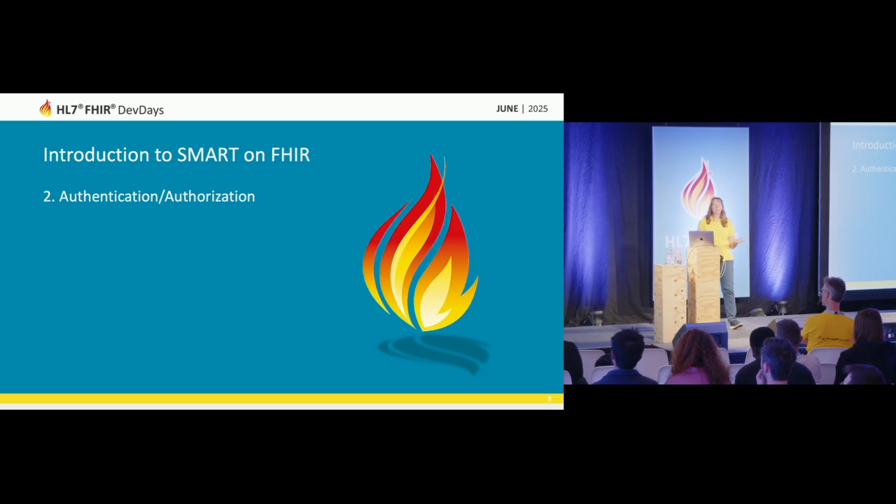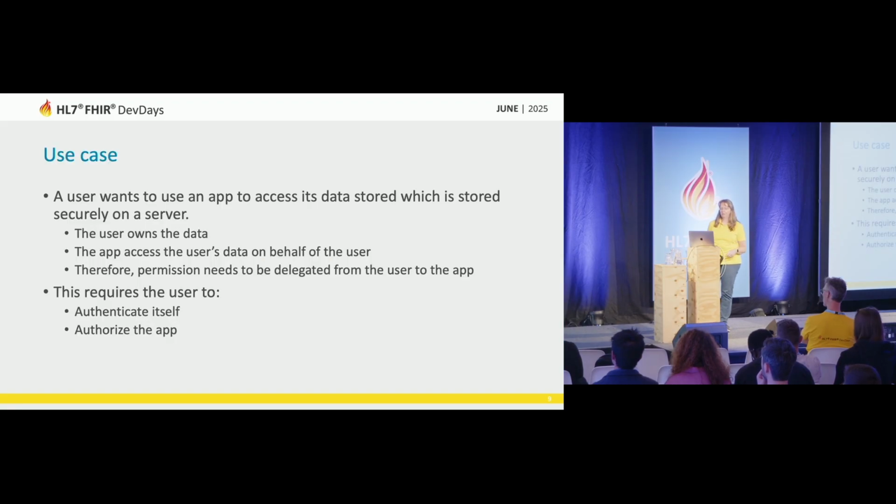So that's just a little bit of background, and now we're going to take a look at authentication and authorization. So in my use case here, we have a user, and that user wants to use an app to get access to the data. The user is the data owner, and the app needs to get access to that on behalf of the user. So the app needs to get permission to be able to do that.